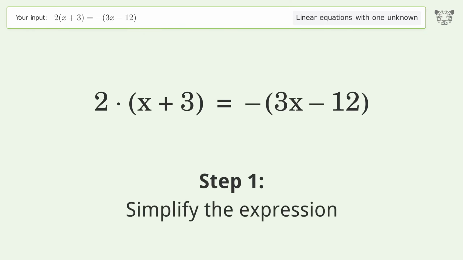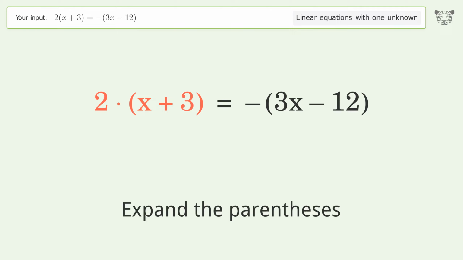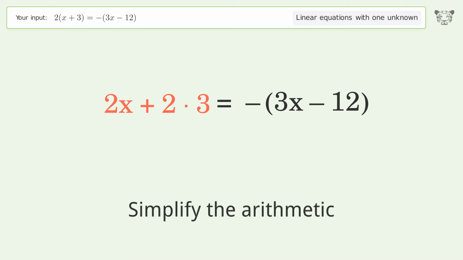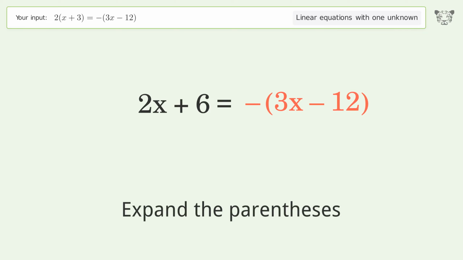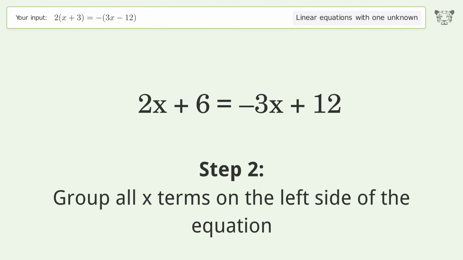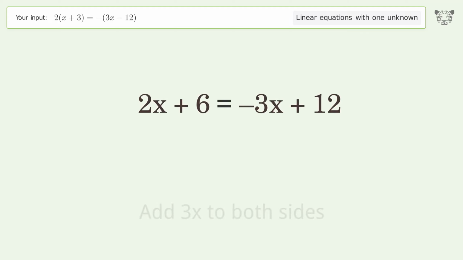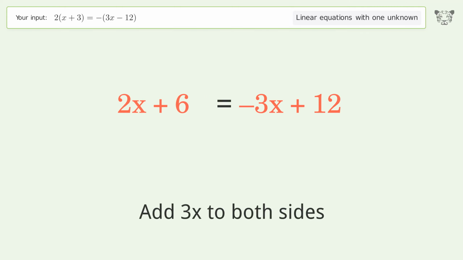Simplify the expression. Expand the parentheses. Simplify the arithmetic. Expand the parentheses. Group all x terms on the left side of the equation. Add 3x to both sides.